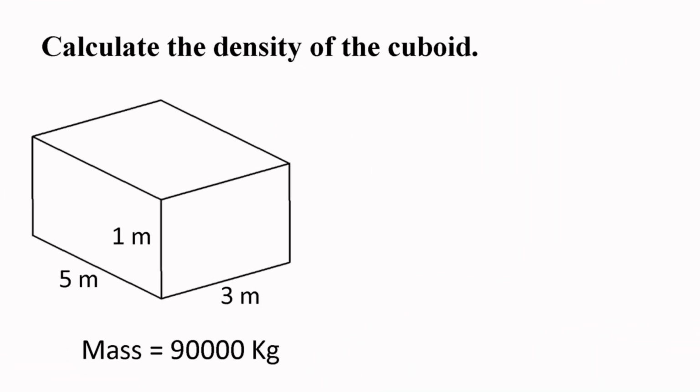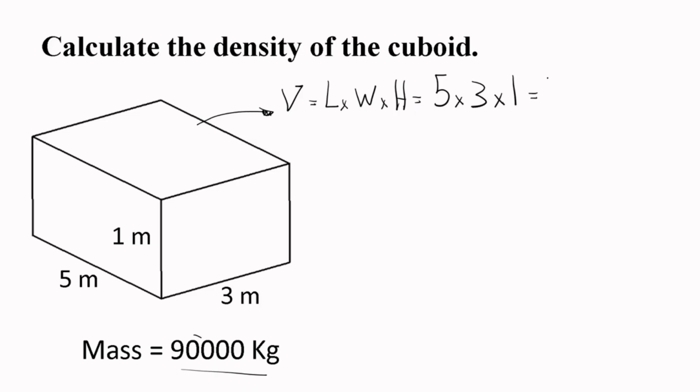Let's solve the next example. Here we have a cuboid, or an object which we call a rectangular prism. I have the mass, which is 90,000 kilogram, and I have dimensions of the object. Do I have the volume? No, but you know how you are supposed to calculate the volume of a cuboid. The only thing that you need to do is multiplying length, width, and height. Okay, I have those values. Length here is 5, width here is 3, and height here is 1. So the answer is gonna be 15.